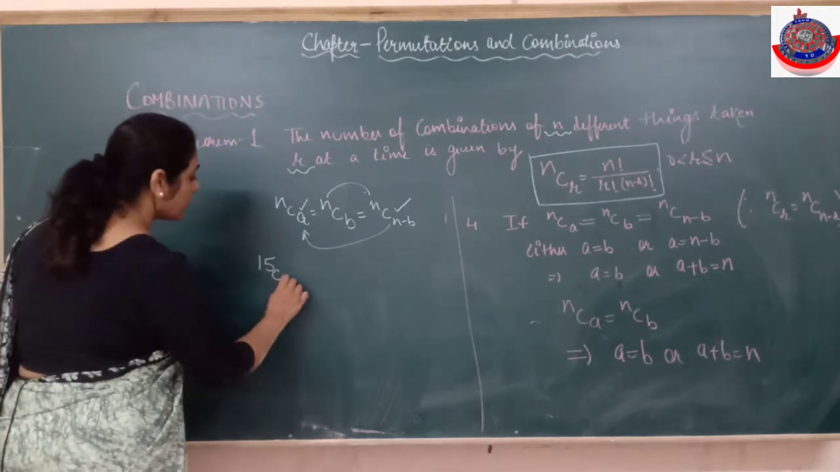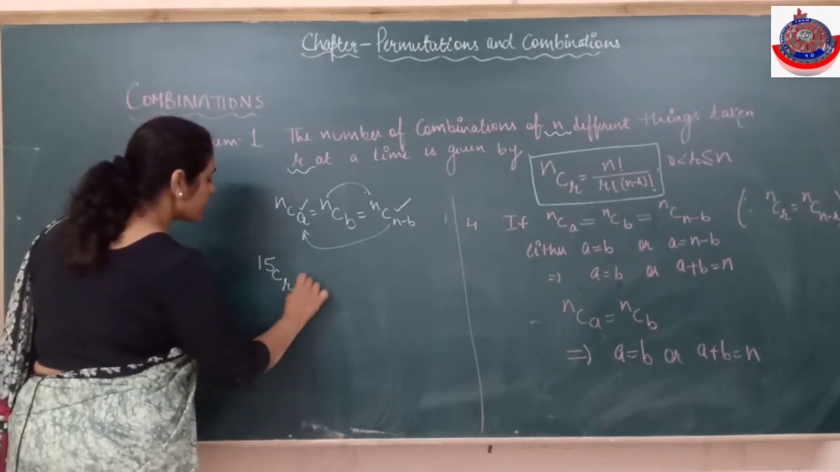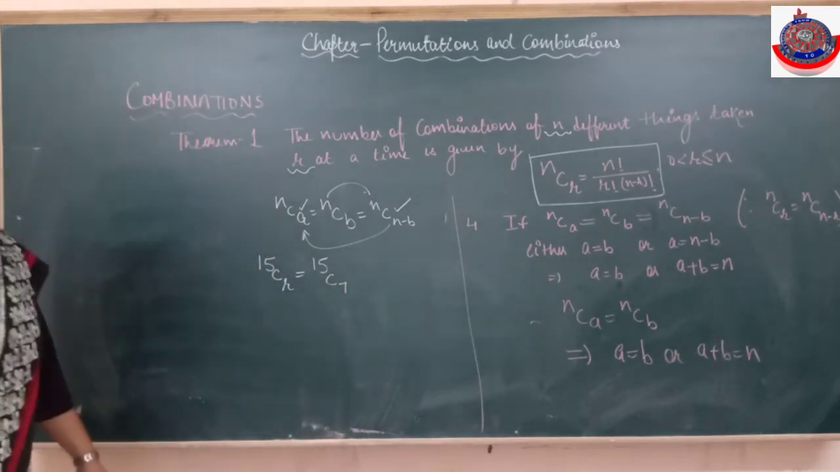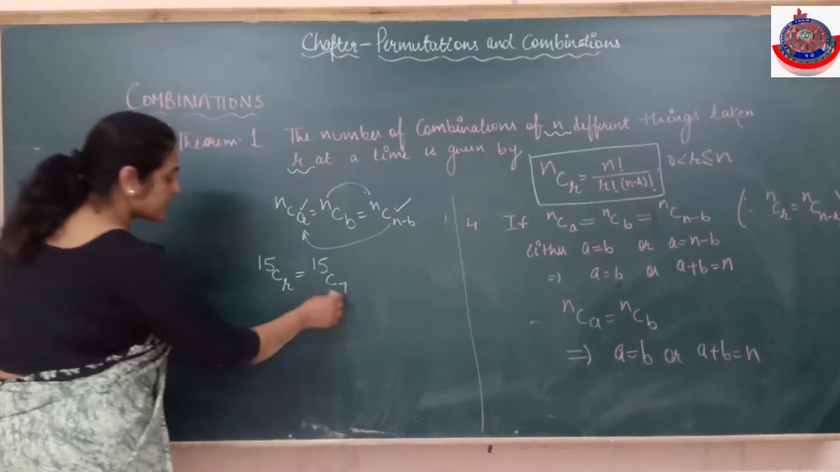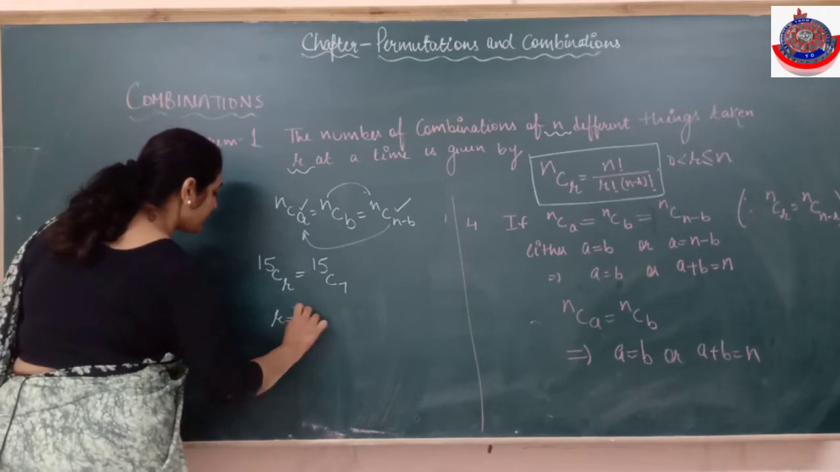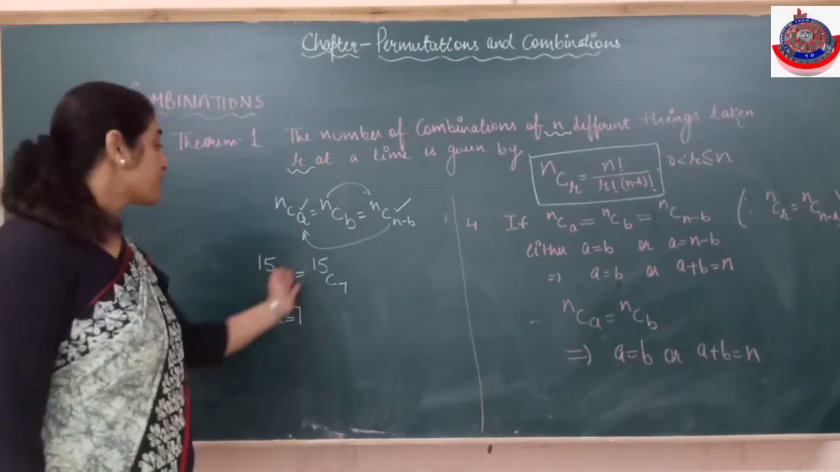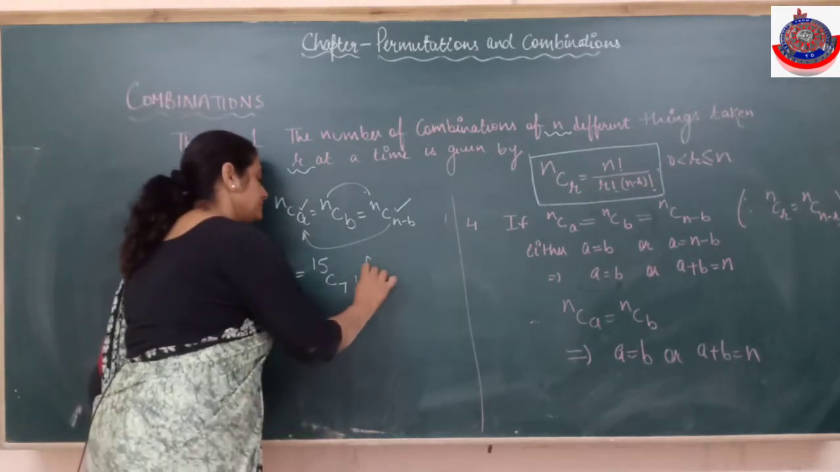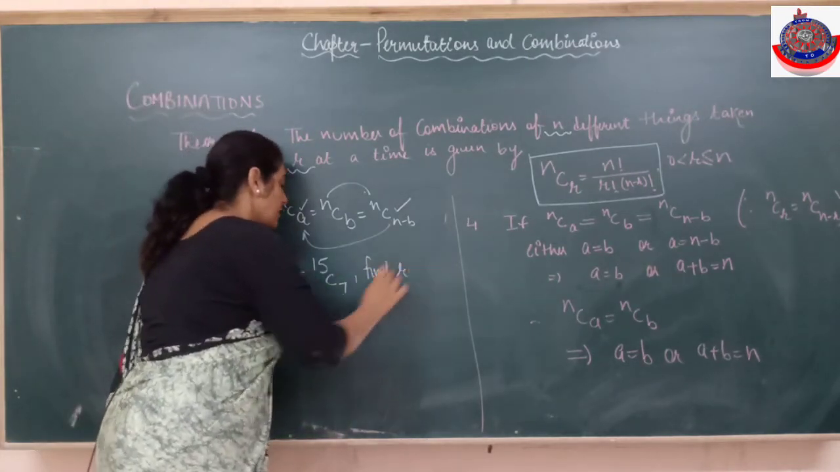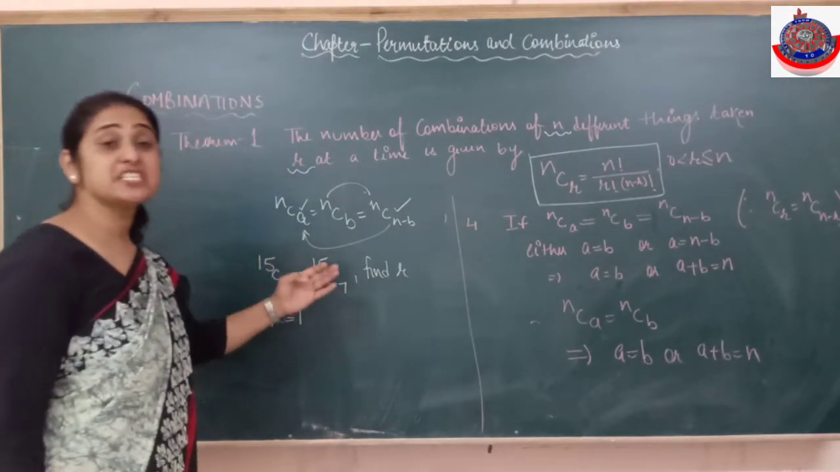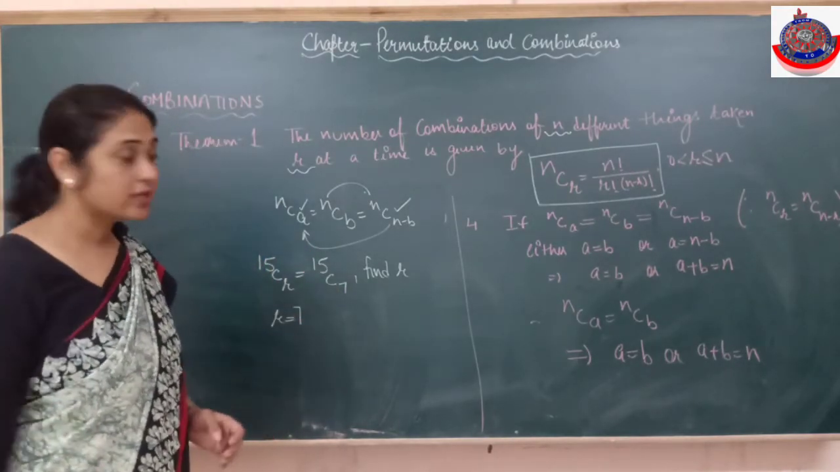15C, whatever is written here, R is equals to 15C 7. So what will happen? The first case, either R is equals to 7, this answer will come directly. You don't have to solve it. कि क्या करोगे? बोलेंगे find R. तो ये नहीं करना कि पहले 15CR को ओपन करो, 15C7 को ओपन करो, कैंसिल करो and solve it. So we have a rule.